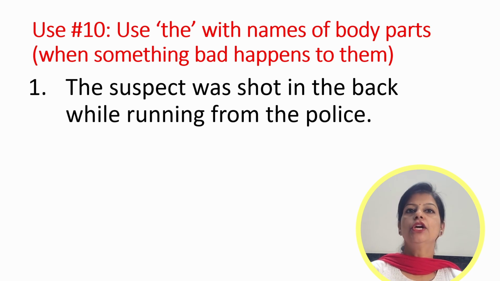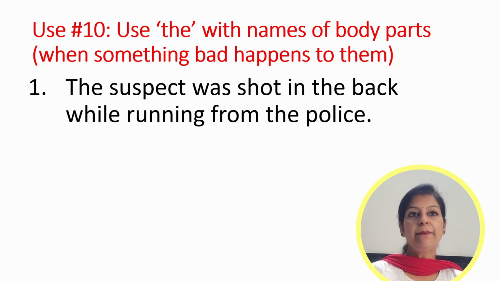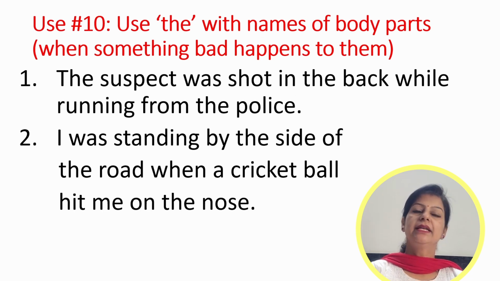Usage 10. Use the with the names of body parts when something bad happens to them. When something happens to a body part in a negative way, we use the to refer to it. For example, the suspect was shot in the back while running from the police. Here the back refers to the specific part of the body that was hurt. Next example, I was standing by the side of the road when a cricket ball hit me on the nose. The nose is the specific body part that was hit. So we use the.